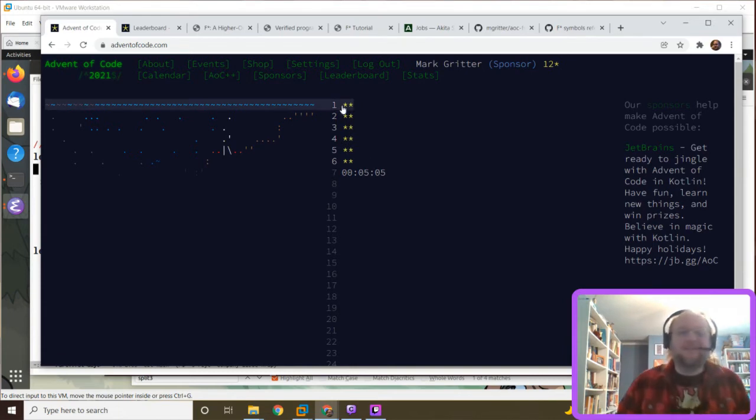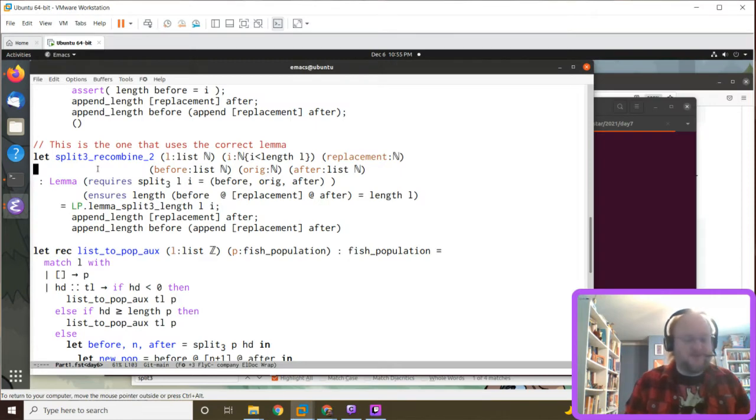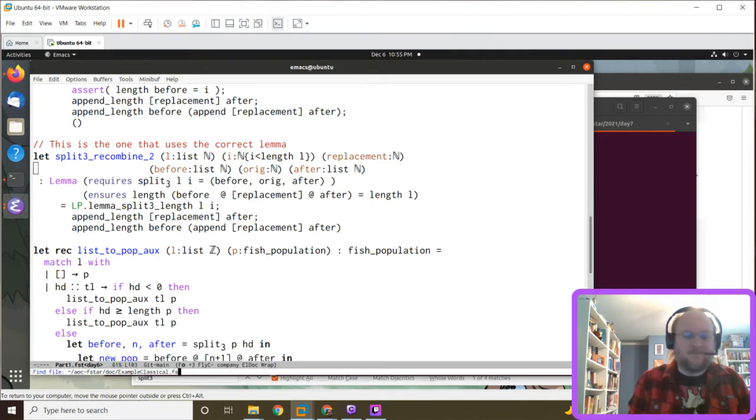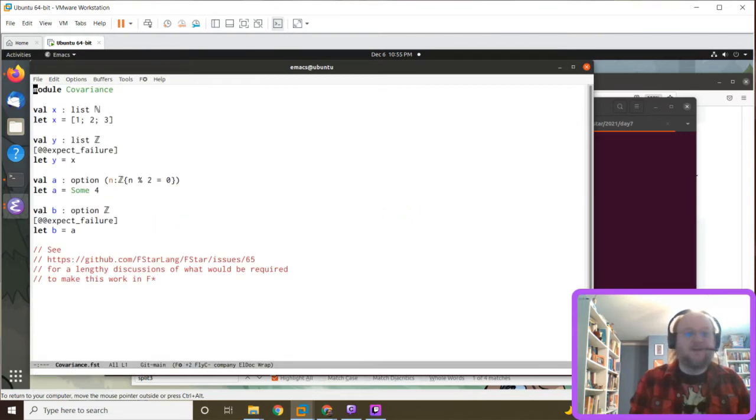So we've got about 5 minutes left to go. I want to just show something that's been tripping me up in F star. Example. All these are checked in, although not well documented. I put it in day 4's code.